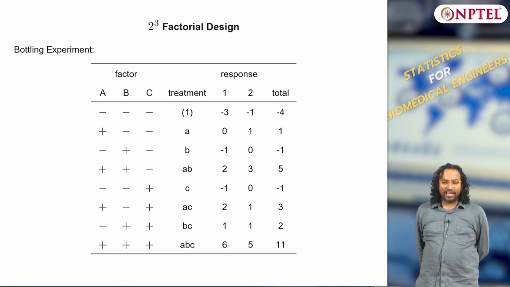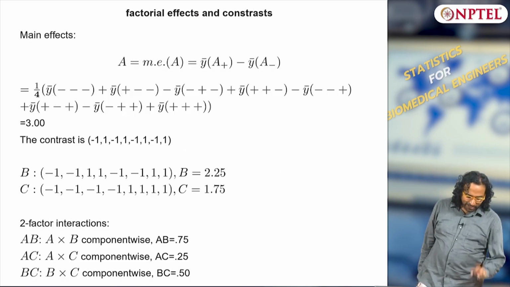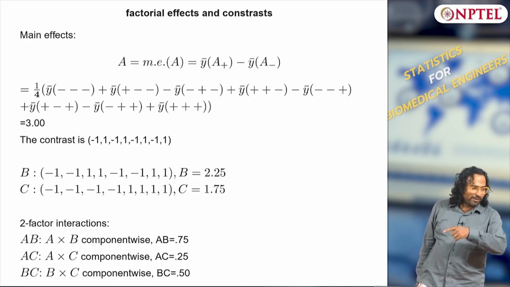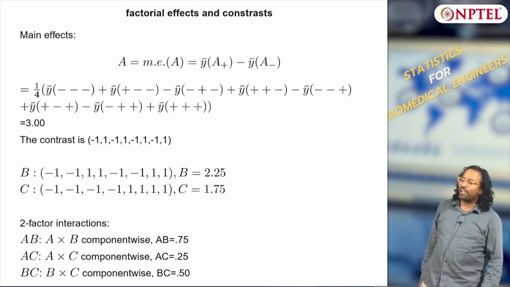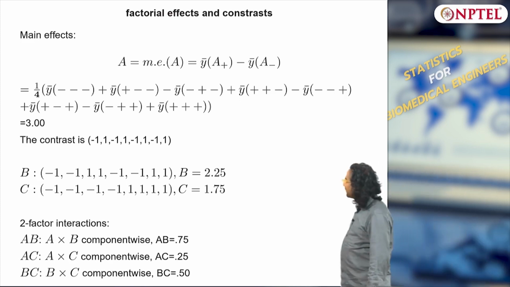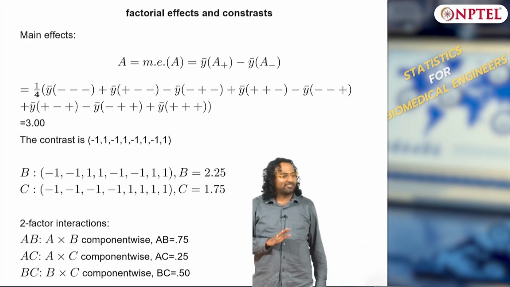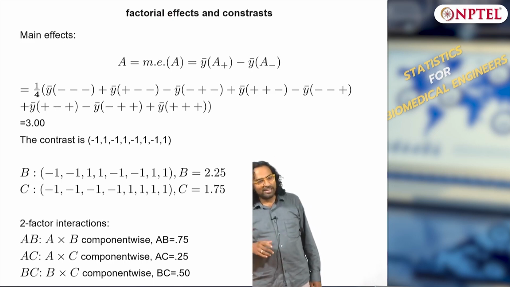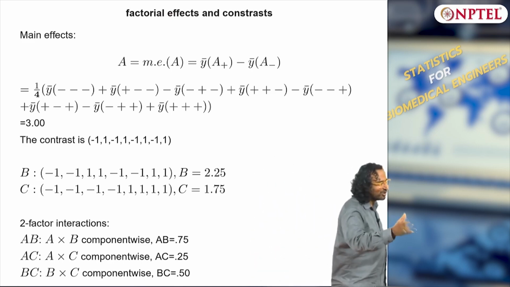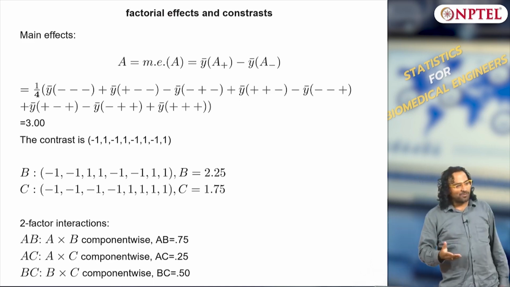So what is the effect of A? How do you compute the main effect of A? Now you understand why y bar A plus and y bar A minus are required. Main effect of A is nothing but the average when A is positive minus the average when A is negative. We did not use y bar A plus at all during 2 power 2 experiments, because that is very simple, with only 4 experiments.